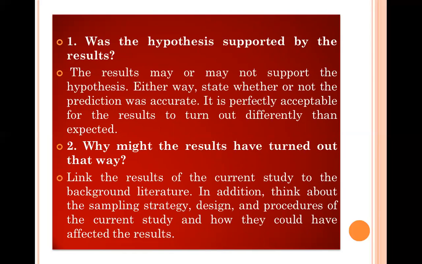And secondly, why might the results have turned out that way? You get a lot of results. Apart from hypotheses, we get a lot of findings. Why have those findings happened in this particular way? Why not the other way? What will be the reason? If you feel that you didn't expect this kind of result, but you got it maybe because of your sampling strategy, the sampling design you chose for your study, or the procedures you followed, you can say how your sampling design, sampling technique, statistical methods and procedures might have affected the results. All these things can be elaborated and discussed in the second aspect.